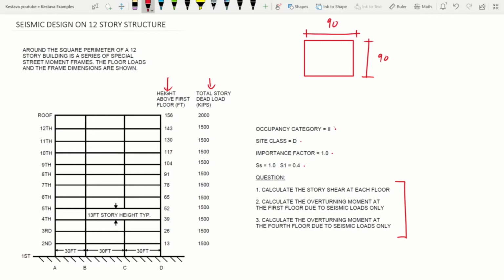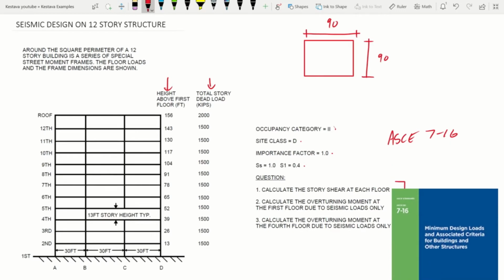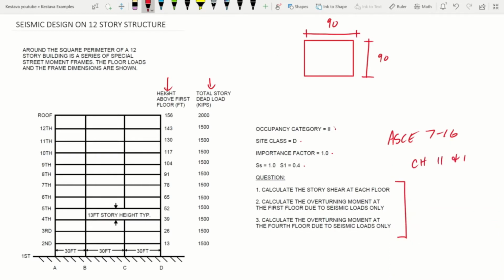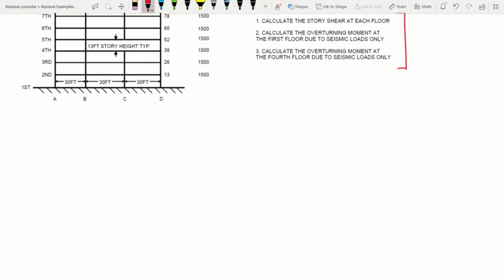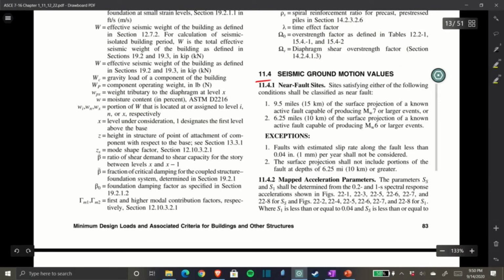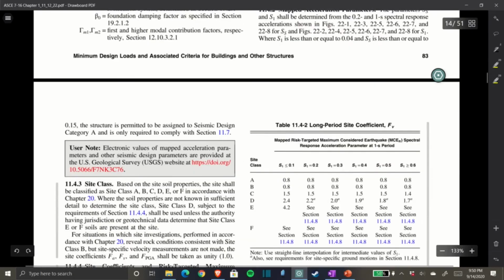Today, we're going to be jumping into the ASCE 7-16, and we're going to be using chapters 11 and 12, because we're in seismic design right now, so that's what we've got to do. So first, we're going to jump over to Chapter 11 of the ASCE, and we're going to head to Table 11.4-1 and 11.4-2, because we need our FA value and our FV value. So let's go get those. Here we are, Section 11.4, Seismic Ground Motion Values. We need to go through Chapter 11 before we can jump into Chapter 12.